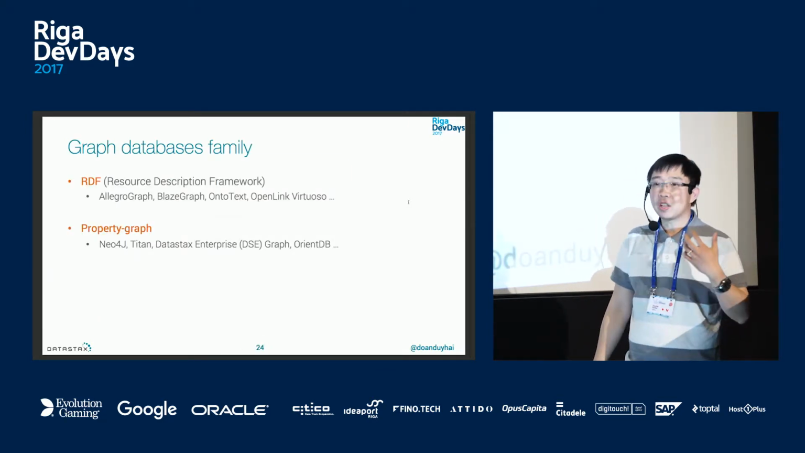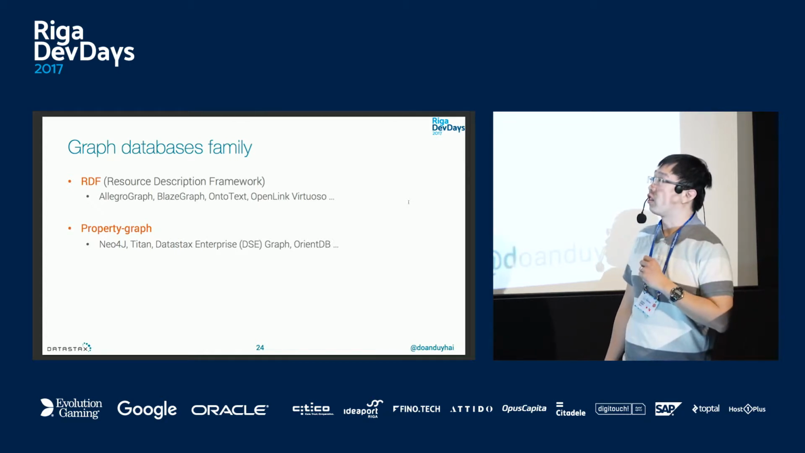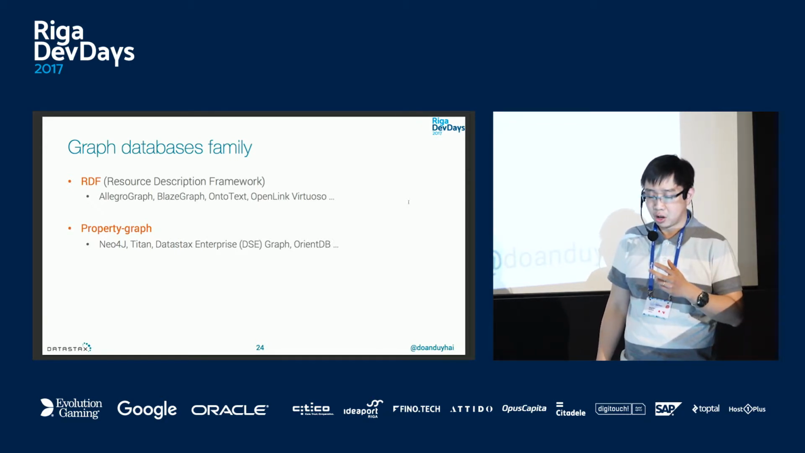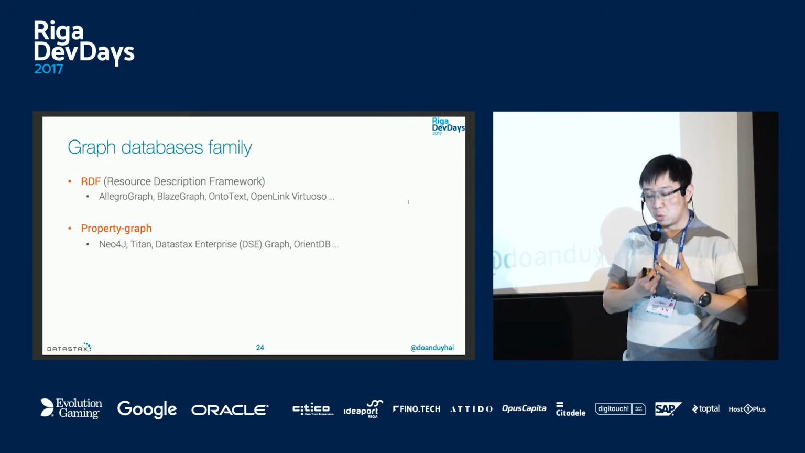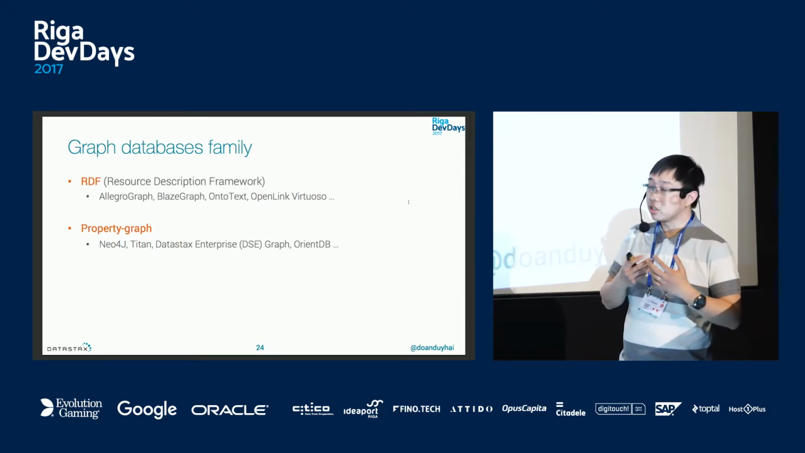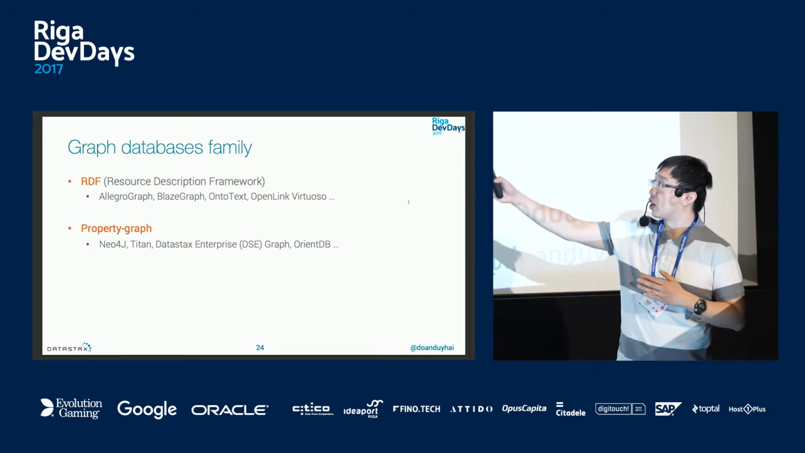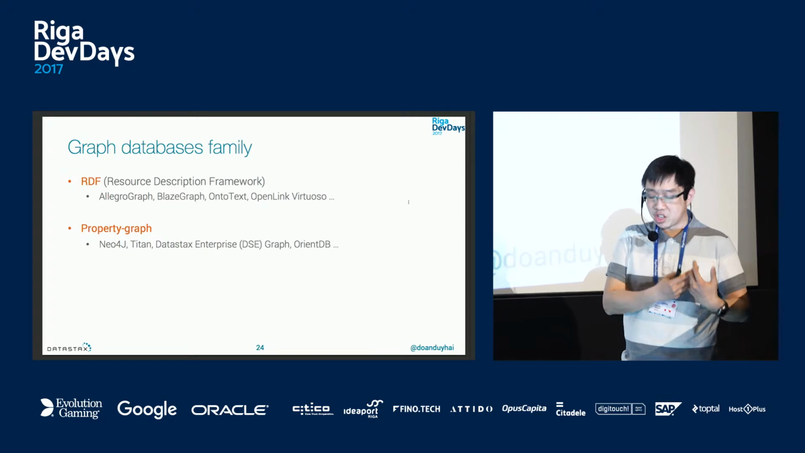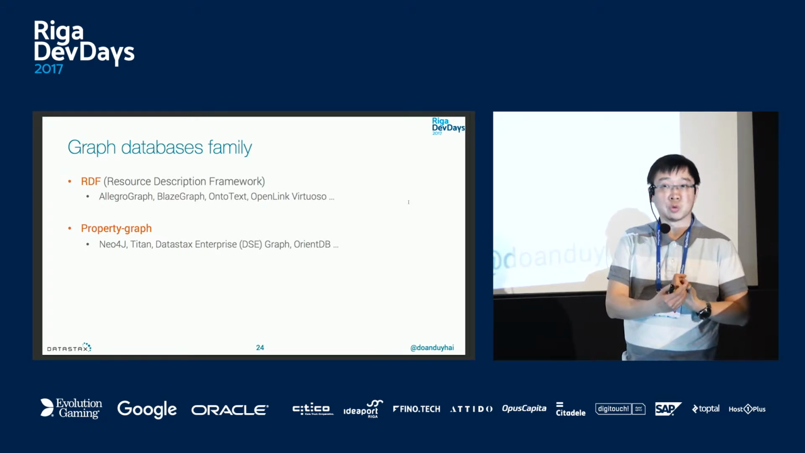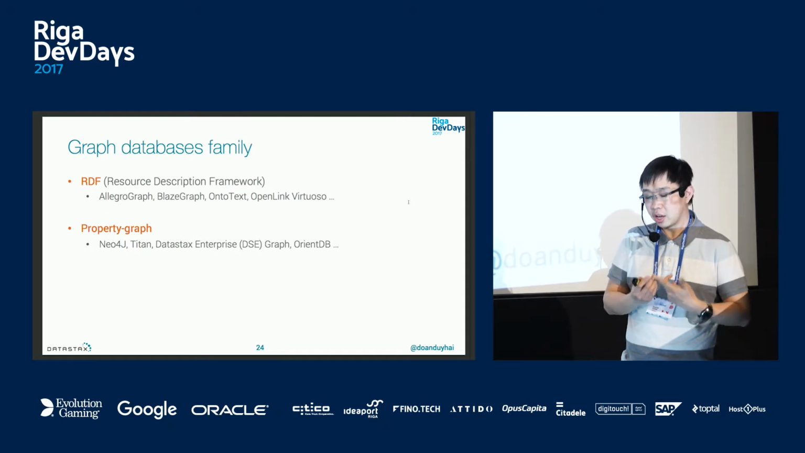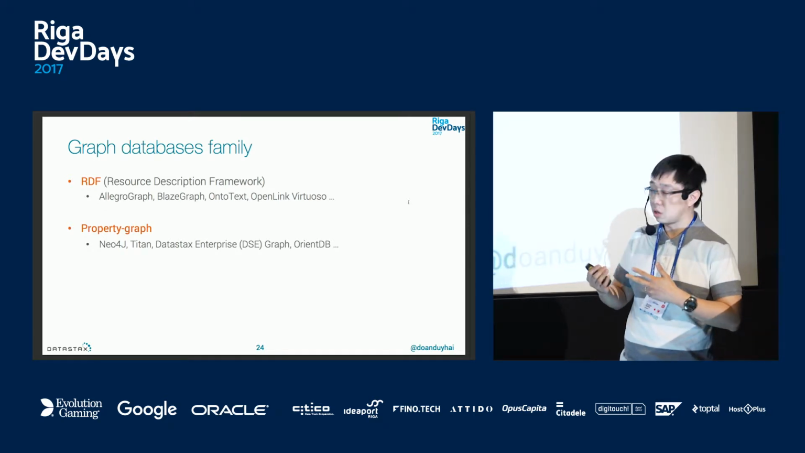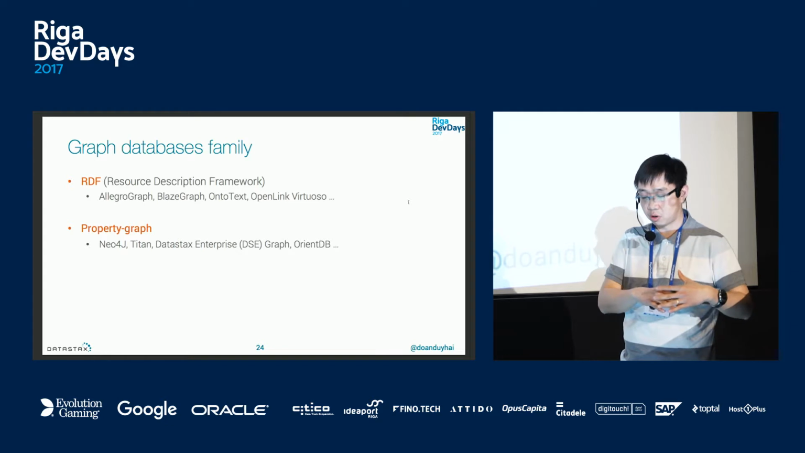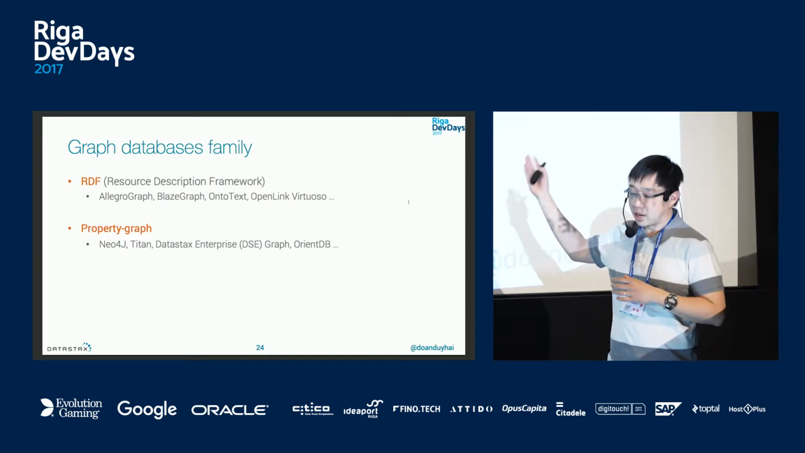In the graph database family, you have two types of graph database: RDF, which comes from the web semantic world, and property graph. In this talk, I will only focus on property graph. For the property graph family, you have many implementations. You have Neo4j, which is pretty well known as a graph database. You have Titan, DataStax Enterprise, which is built on top of Cassandra as a data store. You have OrientDB, and so on.